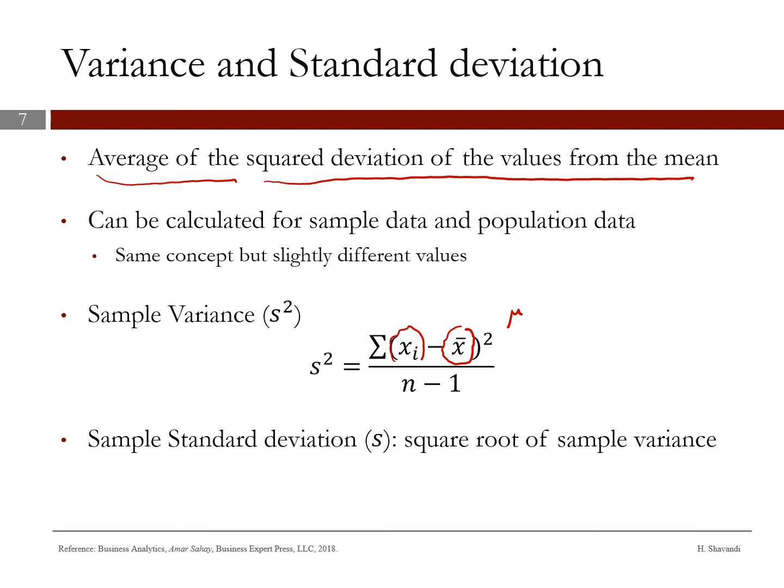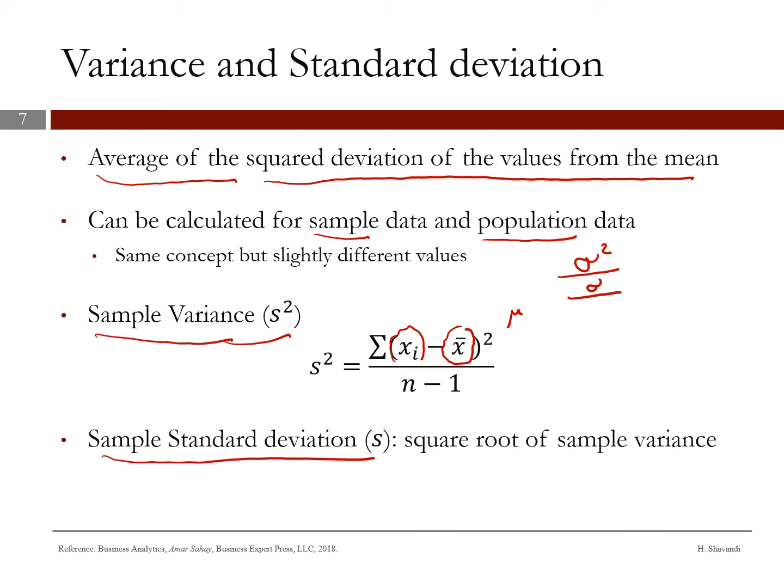Okay, so here we have two types of variance or standard deviations, sample and population. If we have all data of the population, then we calculate the population variance and the population standard deviation. We usually show this by sigma square and sigma for the population variance and the standard deviation for the population. But that's not the case most of the time. Usually we have sample data. So for sample data, we calculate the sample variance and the sample standard deviation.